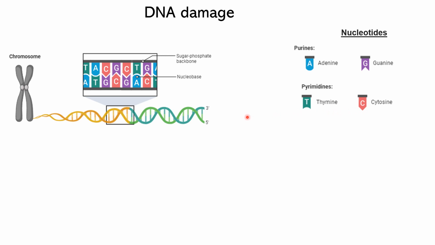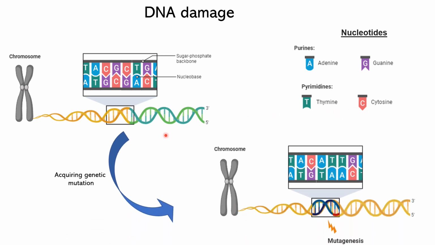The DNA might acquire some genetic mutations because of different mutagenesis. There are different factors that are considered mutagenesis. Some of them, for example, are smoking cigarettes, also alcohol. Both of them are strong factors for causing cancers.